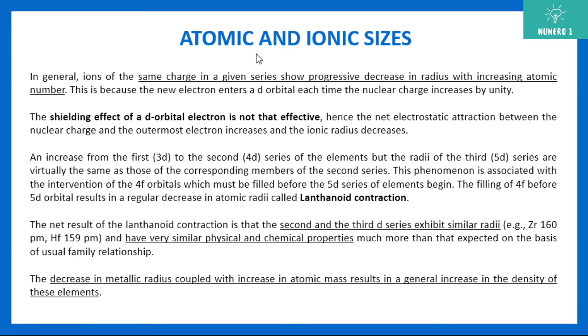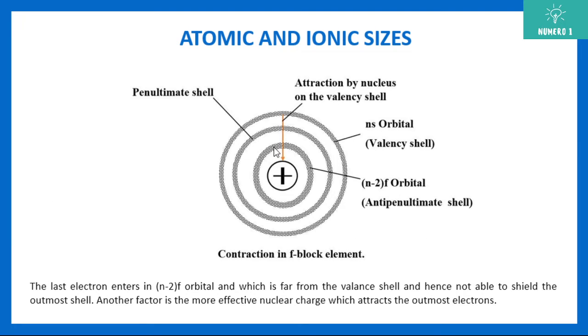Now talking about the atomic and ionic sizes, as you go along a period, the atomic size decreases. Now here there is another thing that you should know. What is happening is the shielding effect of d orbital electrons, and that is actually not effective. Let me explain with the help of a diagram.